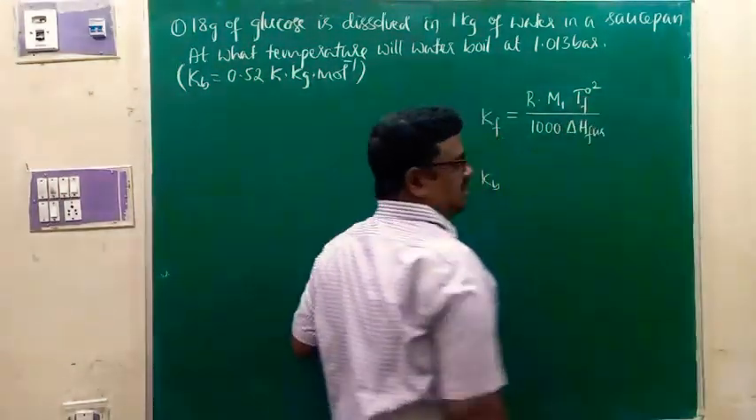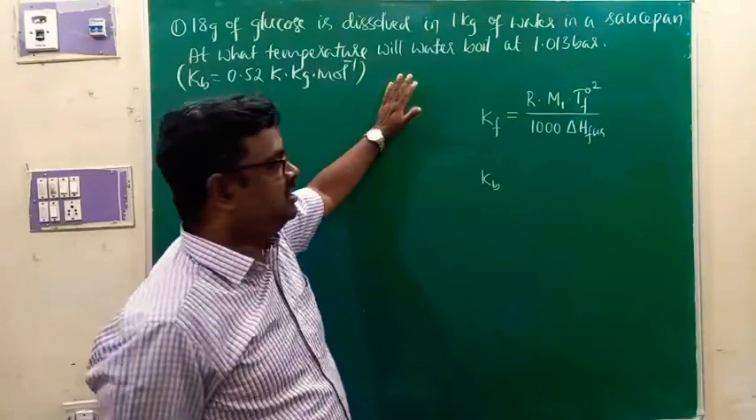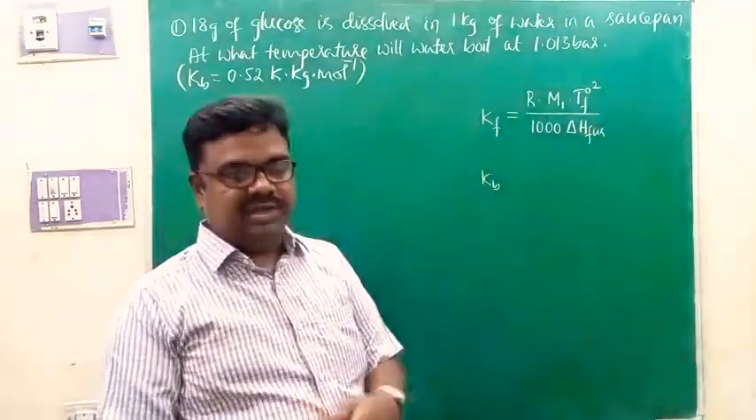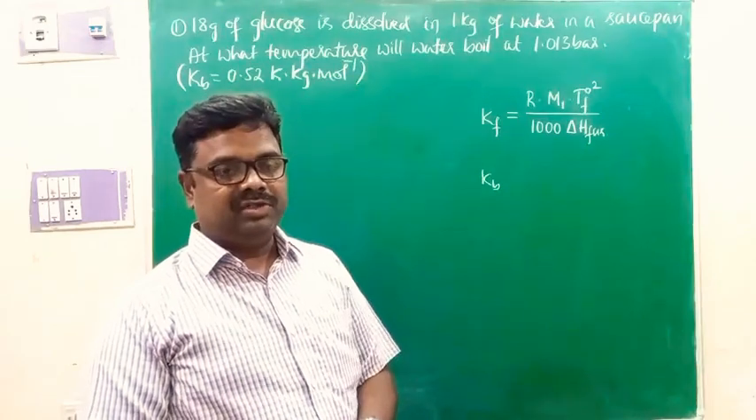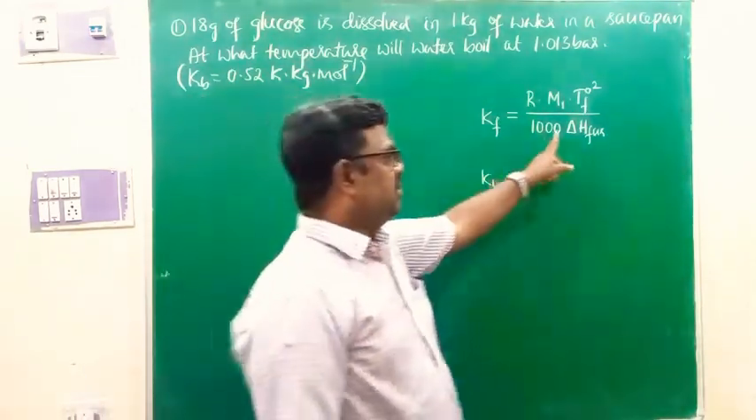Tf naught is the freezing point of the pure solvent, and delta H of fusion is the enthalpy of fusion, the amount of heat required to fuse or melt 1 mole of solid into liquid.